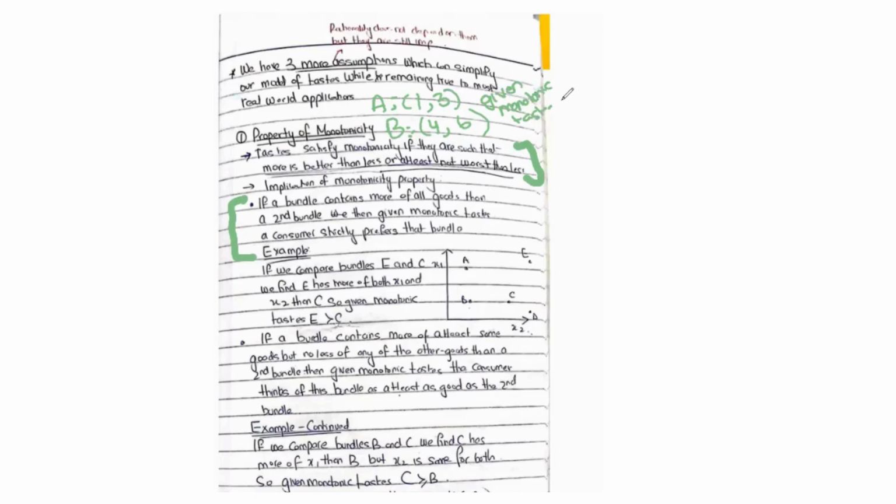Given monotonic tastes, B is strictly better than A.